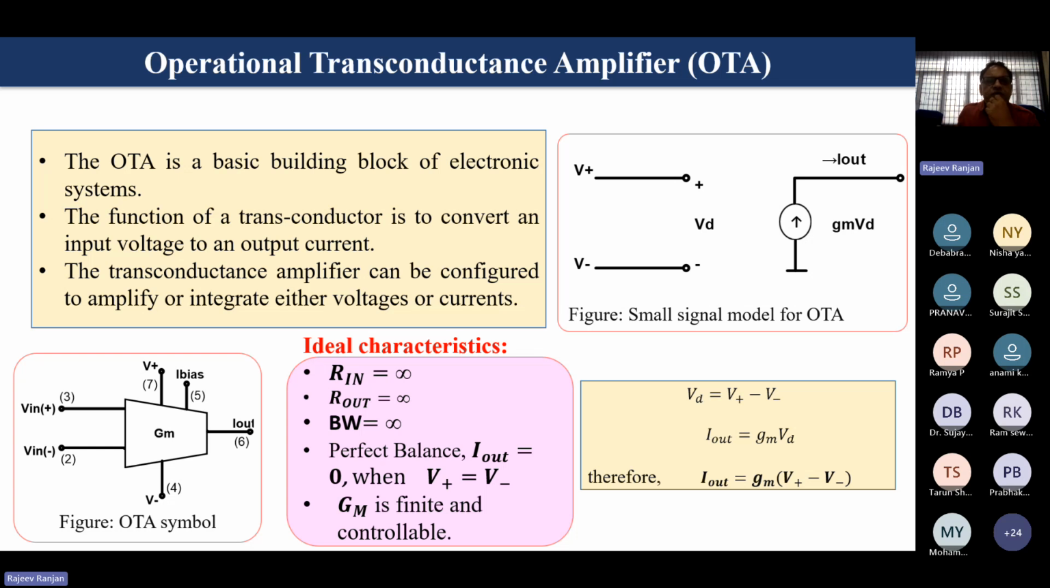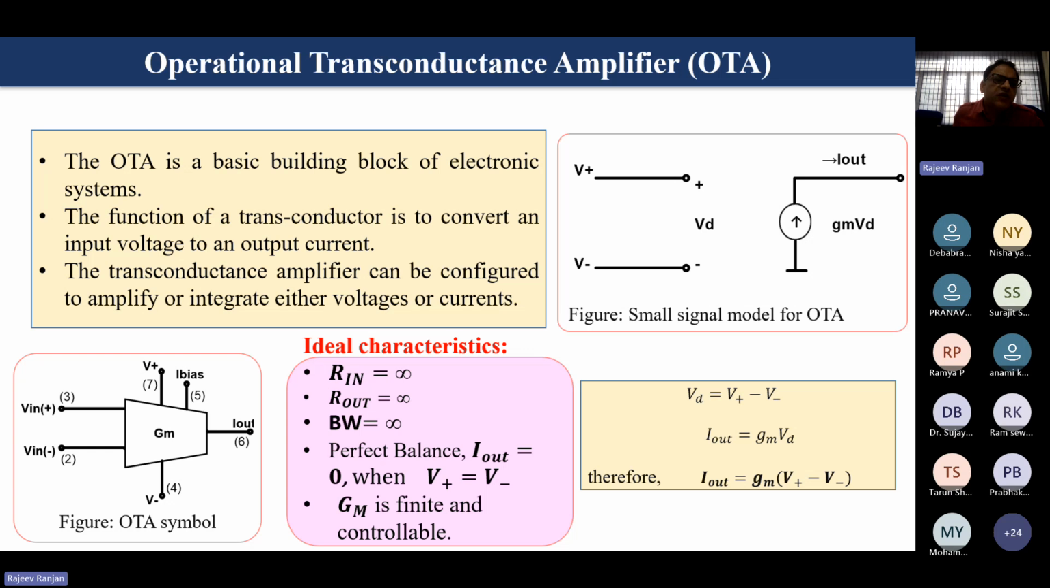This is the small signal model of the OTA. This is the symbolic representation of the OTA. V in plus and V in minus are the inputs, non-inverting and inverting. V plus and V minus are the 7th and 4th terminals, the biasing voltage applied to the circuit, and I bias is the biasing current. I out is the 6th pin. This is the CA3080, which is available in the market.